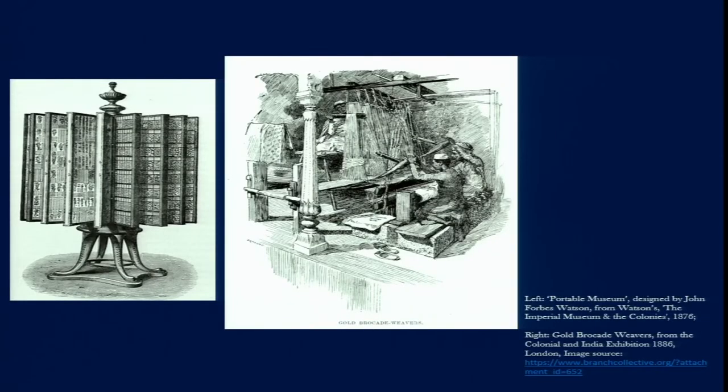Now, with that, we also find that in some of those exhibitions in the later half of the 19th century, even the weavers, the entire loom setup, were transported from India to Britain. This is the image that we see here on the right side of the screen, the gold brocade weavers from the Colonial and Indian Exhibition in 1886 that took place in London. This entire setup of the loom with the weavers was transported to London and displayed in the museum setup. Alongside the loom which produces the textile, these weavers were also made part of this anthropological display where people can see them working.